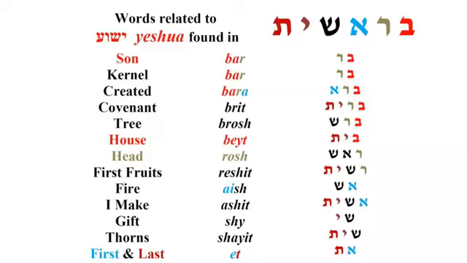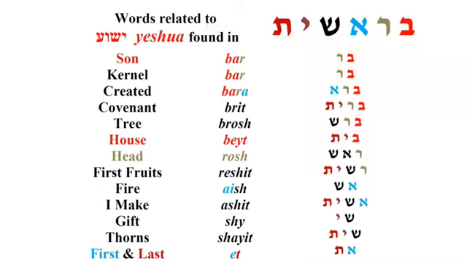The word brosh is tree. Yeshua is crucified on a tree. Beit is house. Yeshua is the house that God came to live in on earth. The first letter of the Bible is a beit. It's pointing to the house that God has come to live in. Rosh is head. Rashit, first fruits. Yeshua is our first fruits.